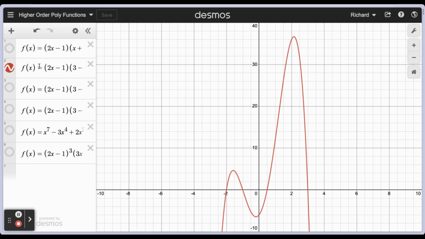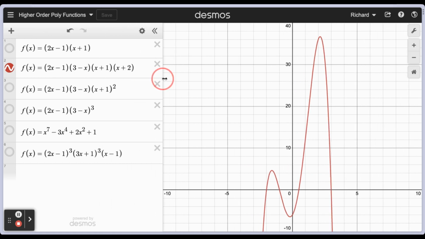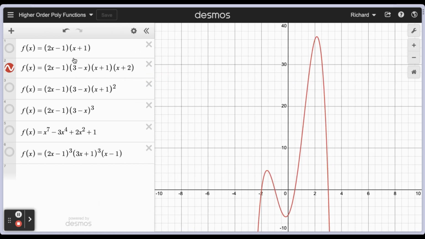Yeah, so you can see here. Oh no, you can't see the graph. Okay, there we go. I've just got 4 factors: 2x minus 1, 3 minus x, x plus 1, x plus 2. So this would be a power of 4 graph, right? It's a power of 4.